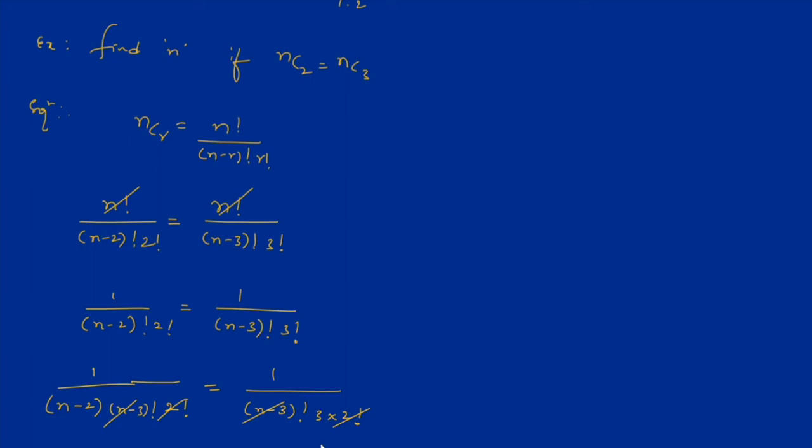3 taken on RHS, 3 equals n minus 2, therefore n equals 5. The value of n is what here? When we cross multiply, 3 goes on LHS and n minus 2 goes on RHS, it becomes 3 equals n minus 2. So minus 2 taken on LHS, it becomes 3 plus 2, therefore the value of n is 5.